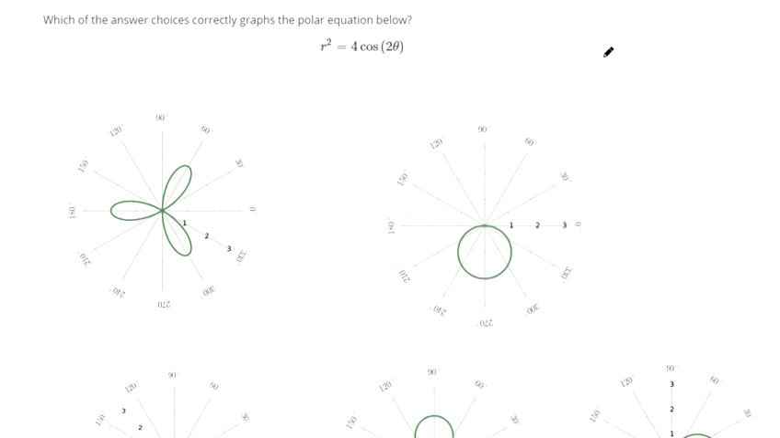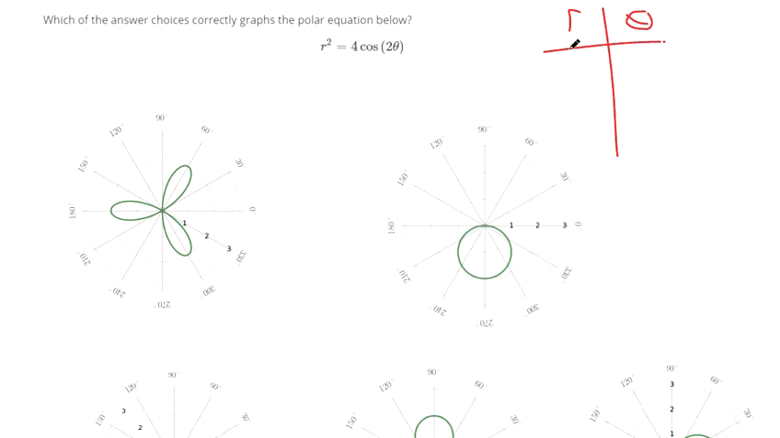So the kind of mathy way of doing this, identifying these graphs, would be to plot some points. If we think about an R and plug that in to find out what theta is, that can give us some points in polar coordinates where we know our graph exists, where points of our graph exist.